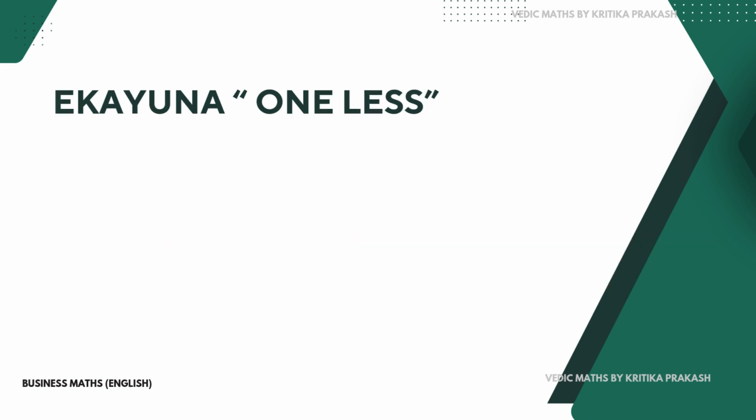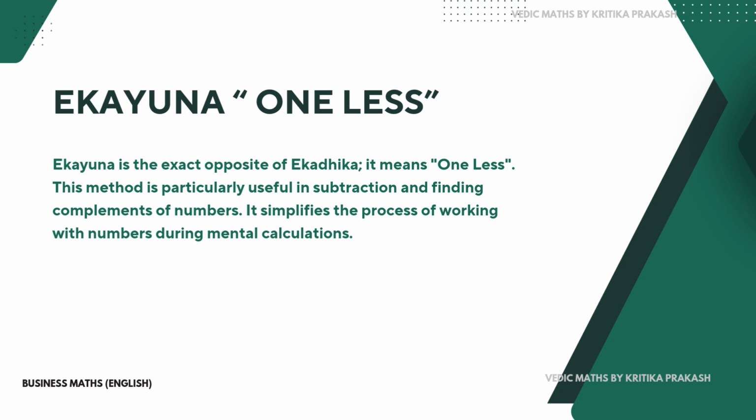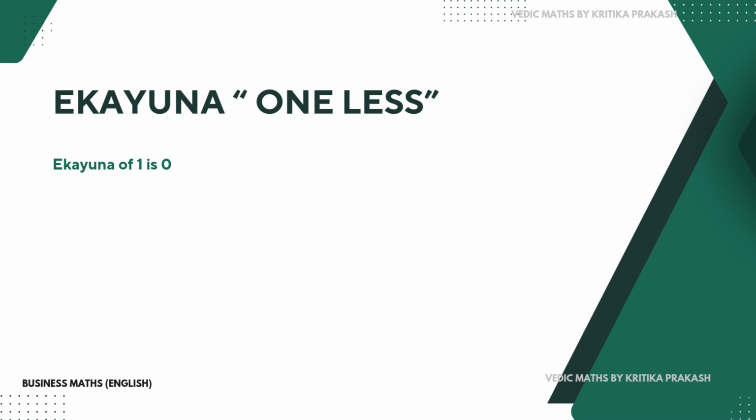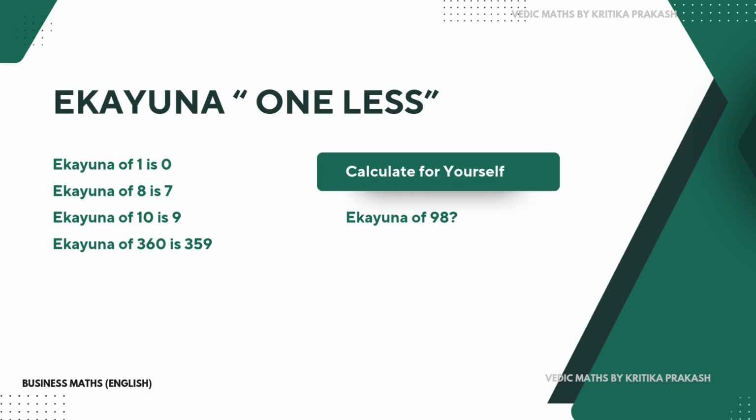Ekayuna. Ekayuna is just opposite to the Ekadika. It means one less. This method is particularly useful in subtraction and finding the complements of numbers. So for example, Ekayuna of 1 is 0. Ekayuna of 8 is 7. For 10 it would be 9. For 360 it would be 359. So similarly calculate Ekayuna of 98 and Ekayuna of 77.